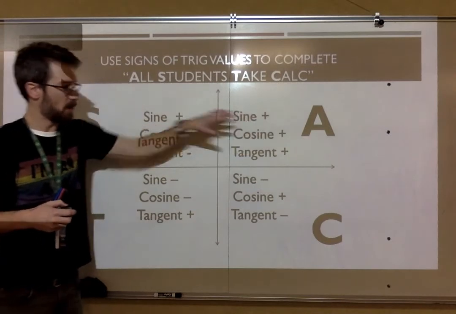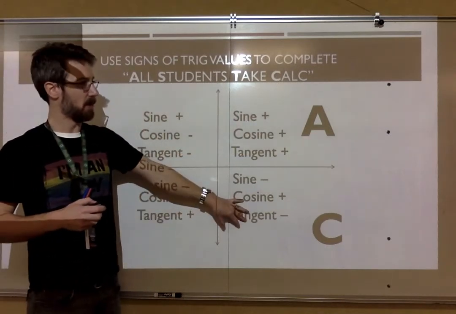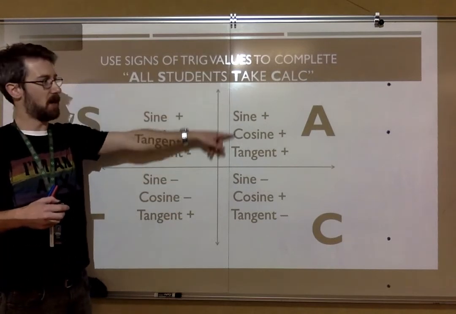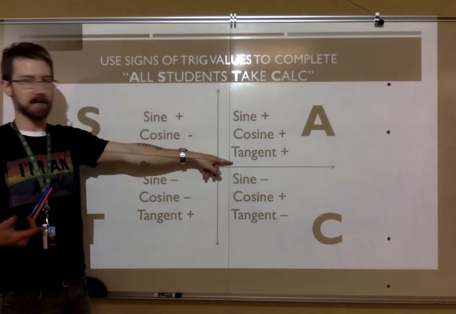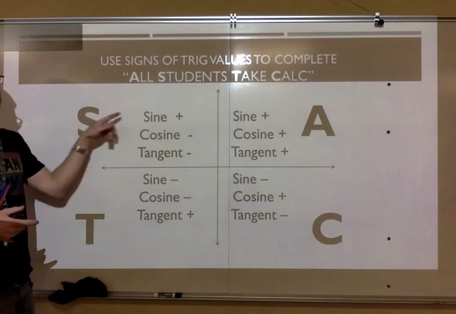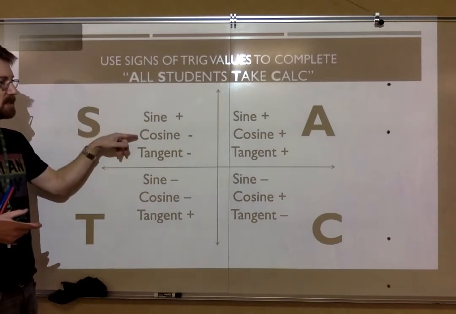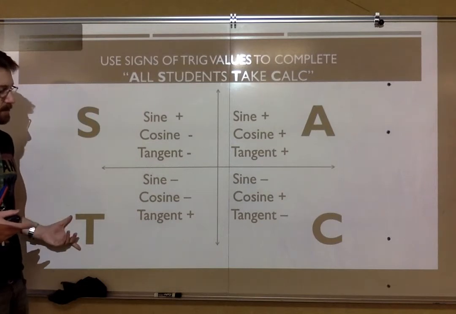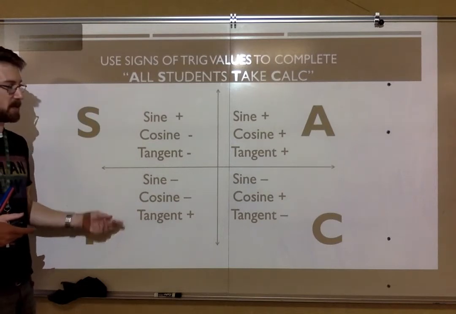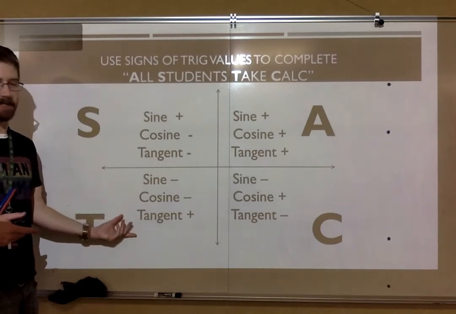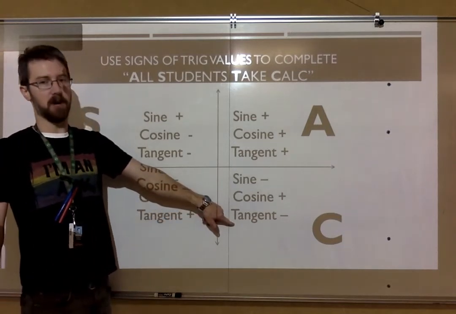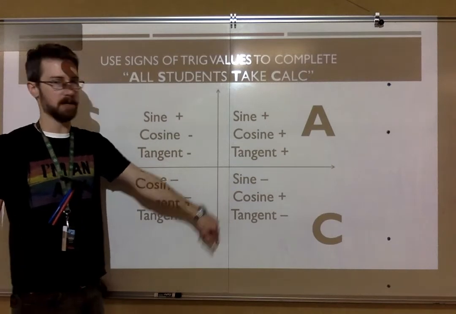If you start quadrant 1, 2, 3, 4, A, S, T, C, this means that the A means that all of the trig ratios are positive. Over here, only the sine ratio is positive because the x values are negative over here. T, only the tangent values because now you have negative over negative, so they cancel out and create a positive for the tangent ratio. And then C, only the cosine is positive down here.